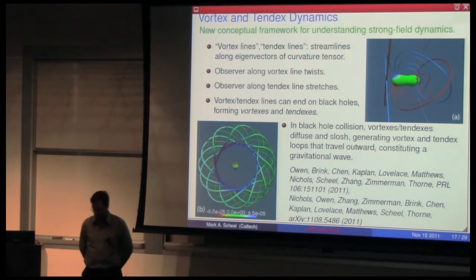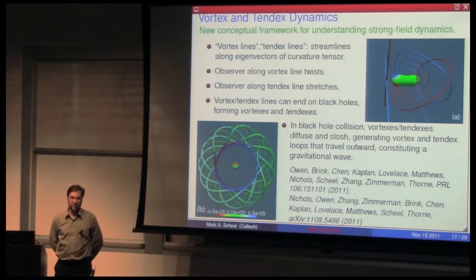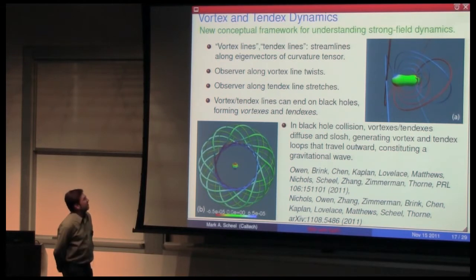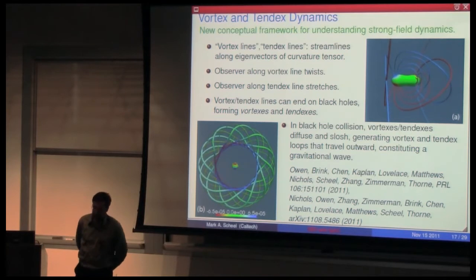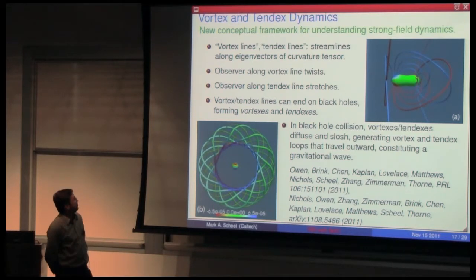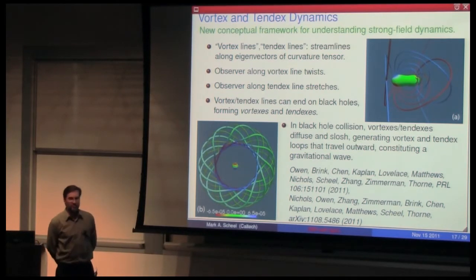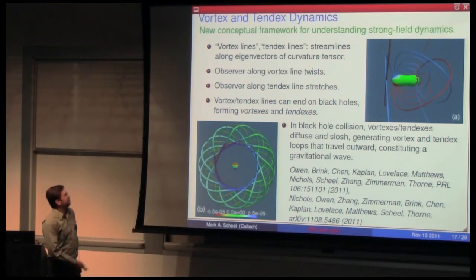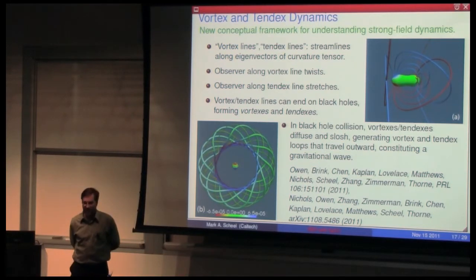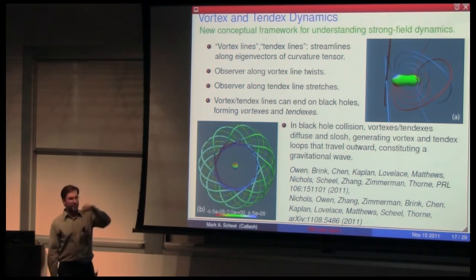So another thing that we've been looking at, and this is a collaboration between numerical relativists using SpEC and analytical relativists who are trying to come up with new ways of understanding. We have come up with new ways of understanding strong field dynamics. And basically the idea is the gravitational analog of electromagnetic field lines. And so what you do is you define these things called vortex lines and tendex lines, which are streamlines along the eigenvectors of the Weyl curvature tensor, in the same way as you would define electric and magnetic field lines as sort of integral curves along the E field or B field.